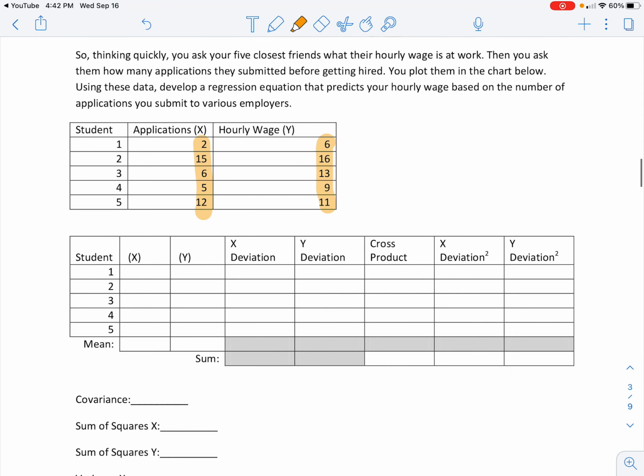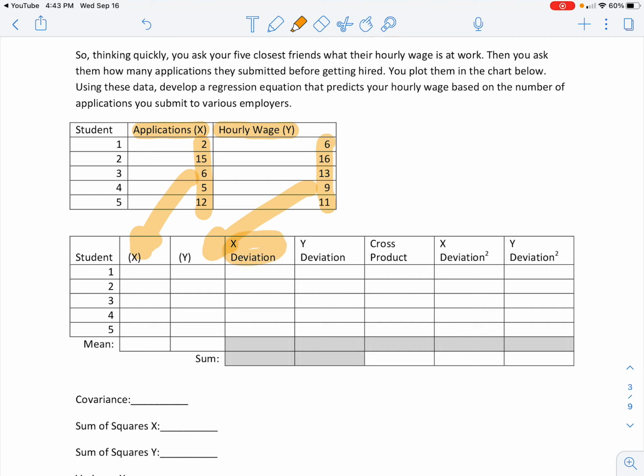Okay, so I've given you applications, which is X, or the predictor variable. You're trying to get hourly wage, or Y, the criterion variable. So what you want to do first of all is transplant these down here, right? These are your X and Y variables. But then what you have to do is try to remember how to calculate each one of these. Well, you don't even have to remember it.